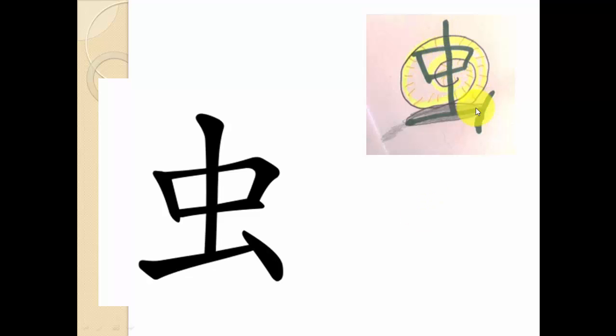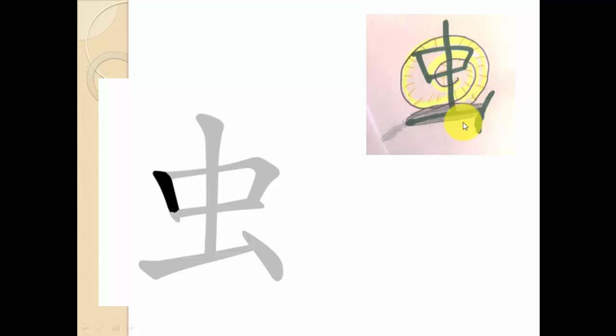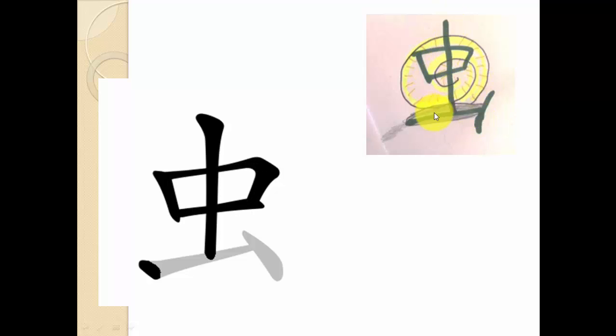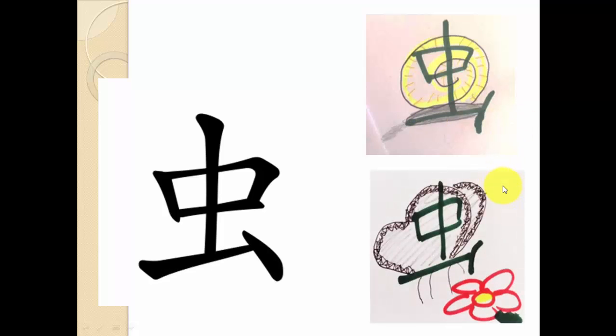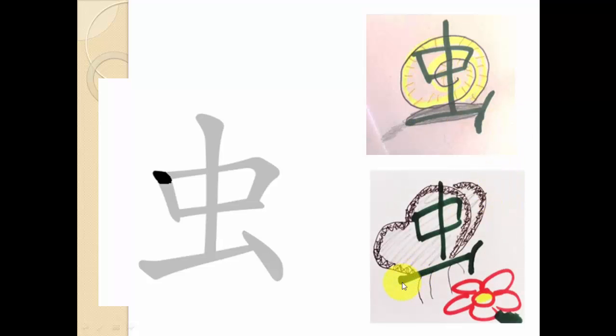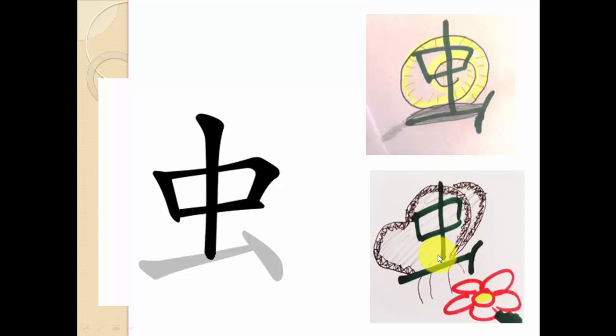In the corner here, I've shown you what I think this radical looks like. I think it looks like a snail with the antenna, and the top part is the shell. Or you can remember it as a butterfly, where the bottom part is the body and the antenna, and the top part, the box bisected, are the wings.